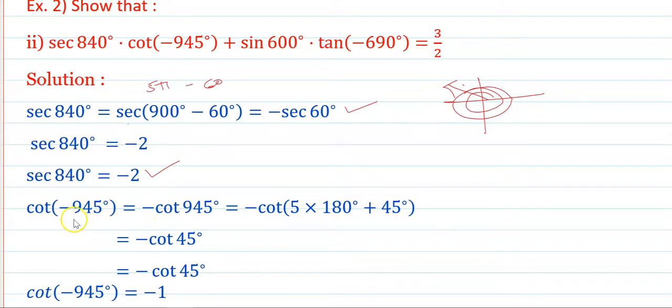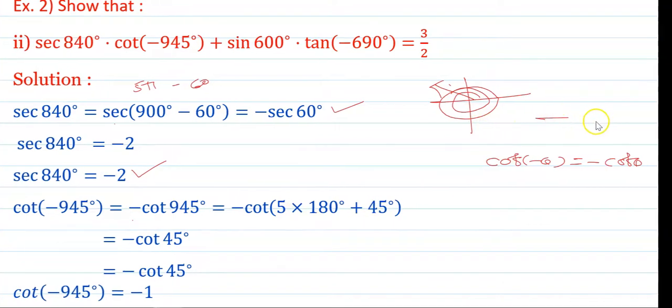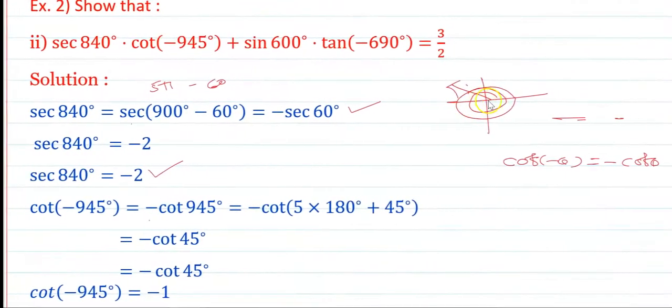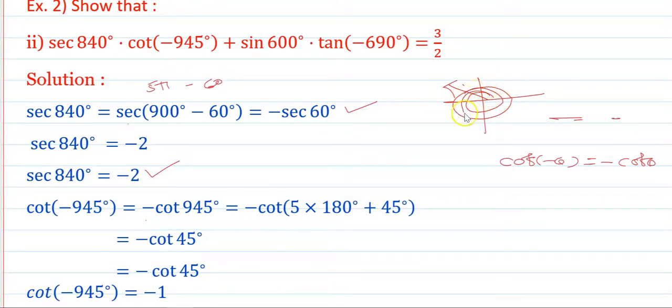Next, cot of minus 945. Again, there is one more formula. What is cot of minus theta? Cot of minus theta is equal to minus cot theta. Okay, and therefore here a minus sign. Now 945 can be written as 5 into 180 plus 45. Okay, now see this here, 5 into 180. If we go back here, this is the 2 pi, next 4 pi, and this is 5 pi, 5 pi plus.